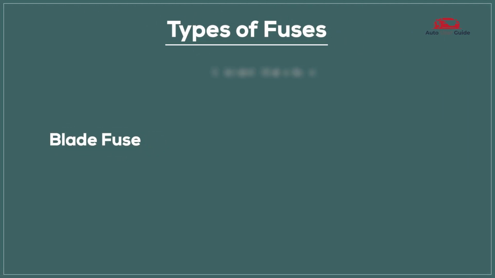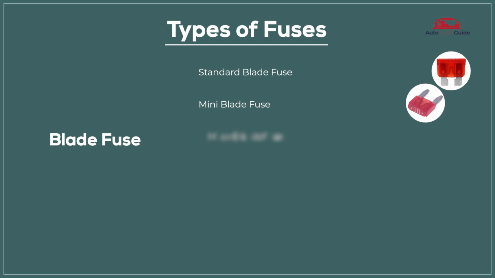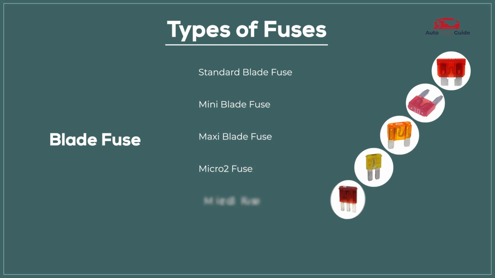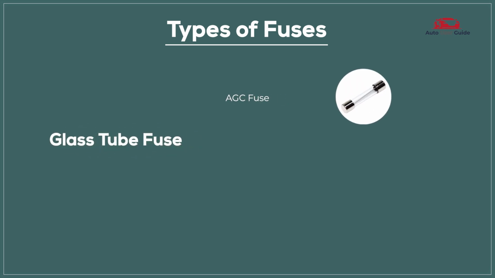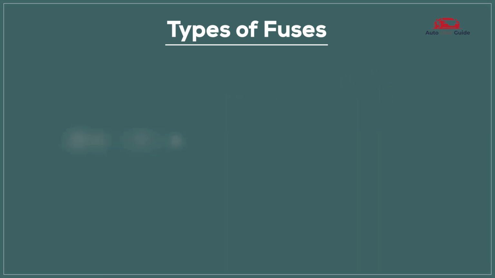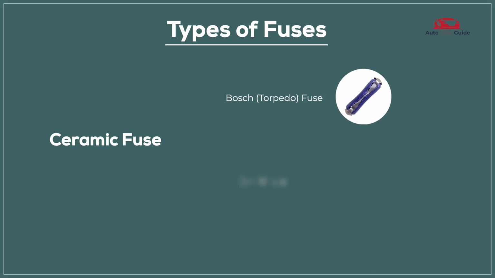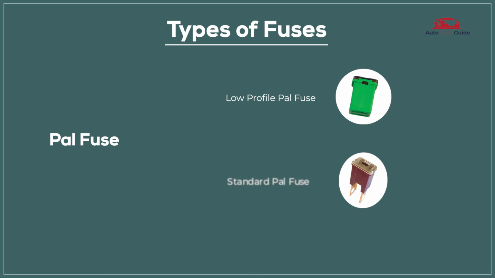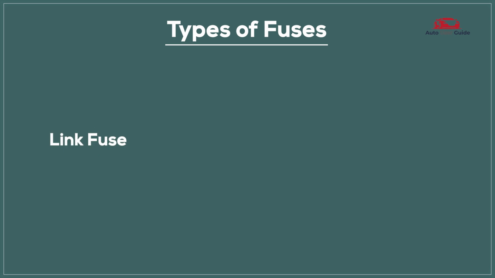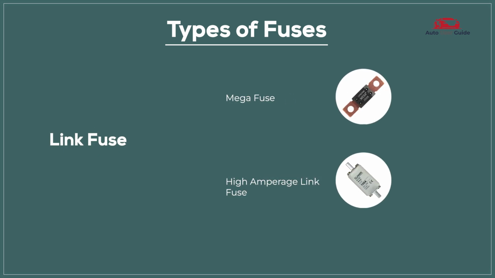Type of fuses: blade fuse, standard blade fuse, mini blade fuse, maxi blade fuse, micro 2 fuse, micro 3 fuse, J-case fuse. Glass tube fuse, GC fuse, SFE fuse. Ceramic fuse, Bosch fuse, DIN fuse. PAL fuse, low profile PAL fuse, standard PAL fuse, link fuse, mega fuse, high amperage link fuse.